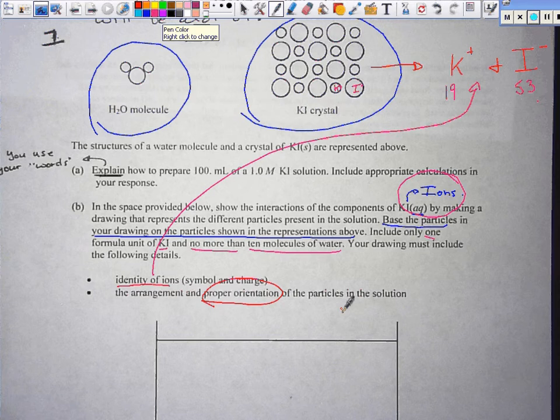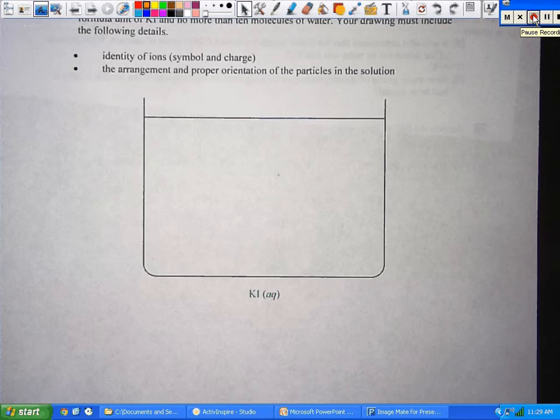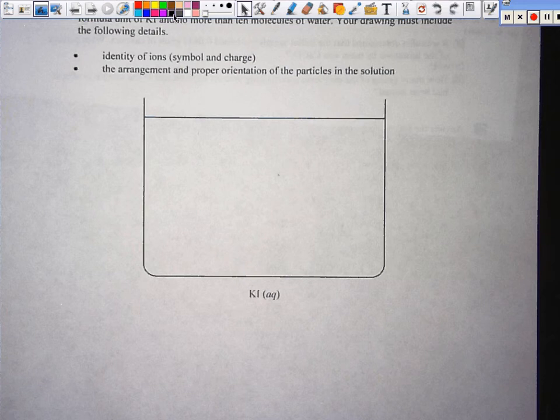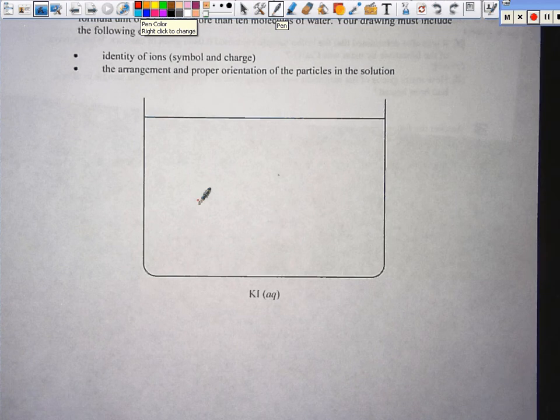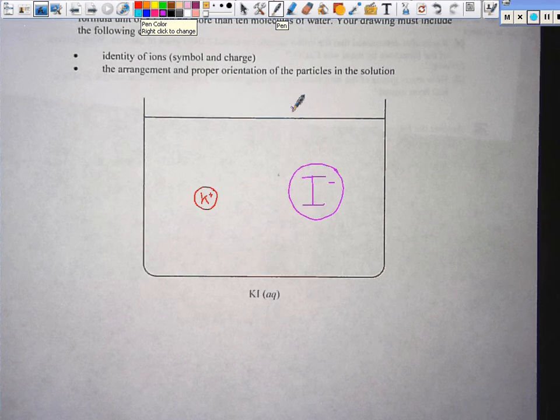So let's look at this. All right, so we've already said that K is going to be the little one, right? And what was going to be the big one? Now, does it really matter that they're that different? No, but at least try to make them different. At least try to represent the structures. Any questions here now?